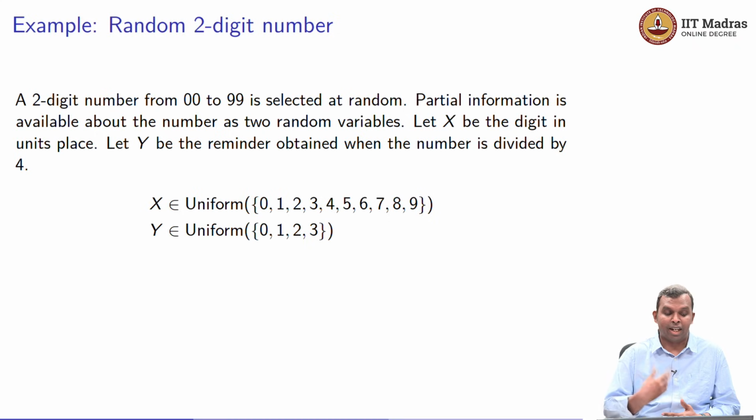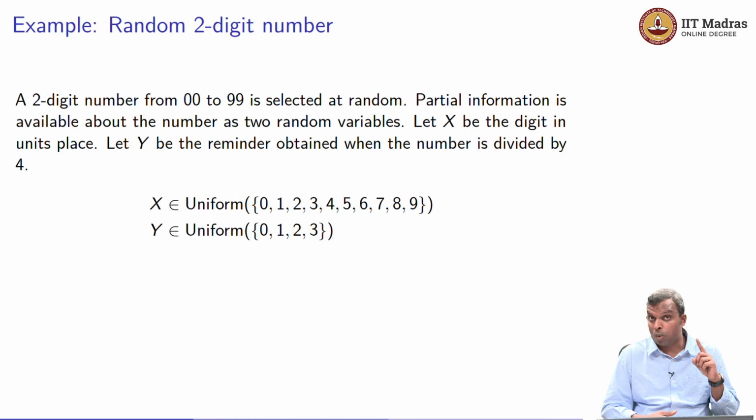For instance, I have defined here X to be the digit in the units place. So you have 00 to 99. The units place is the first one from the right, and then you have the tens place. Those are the 2 digits. The first random variable I am defining, X, is simply the number in the units place. So for example, supposing the random number is 23, X will take the value 3.